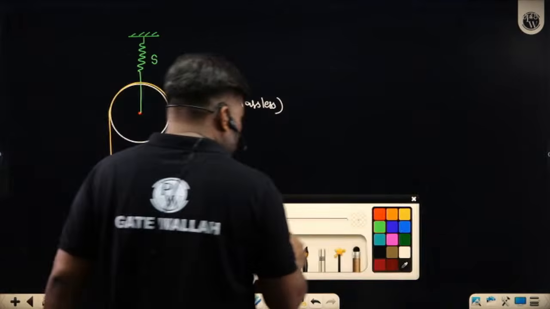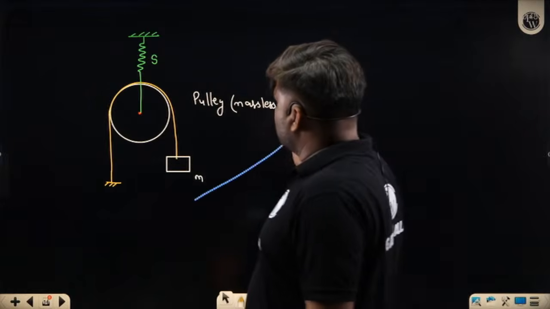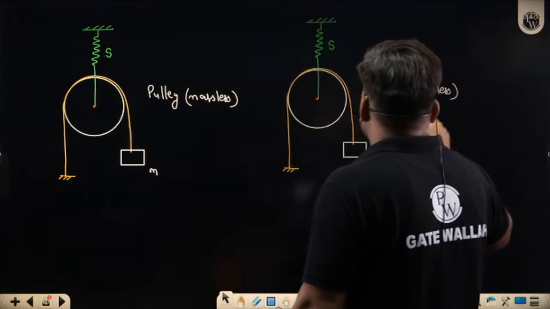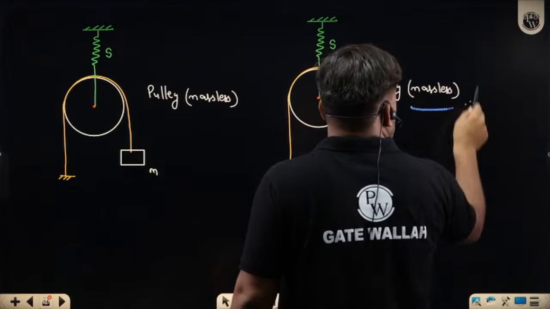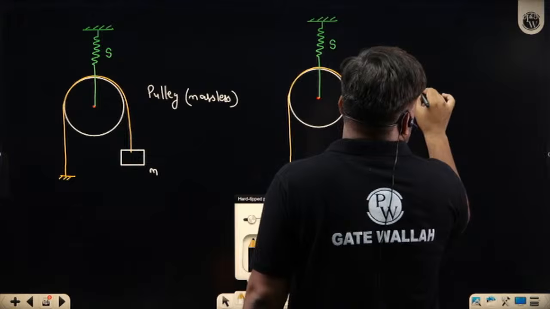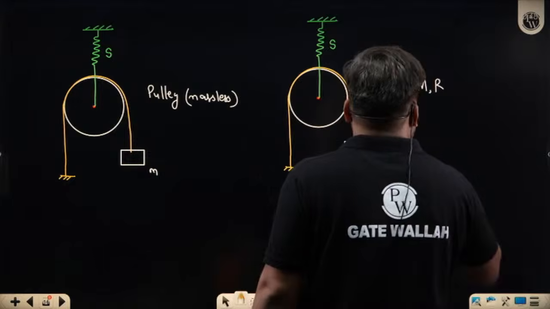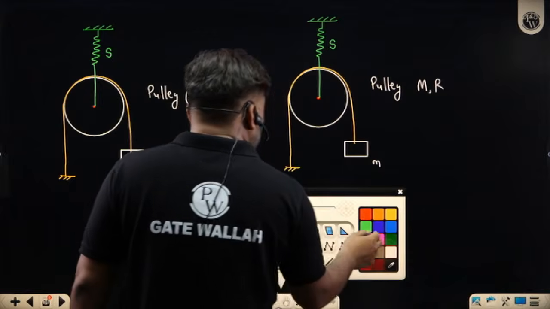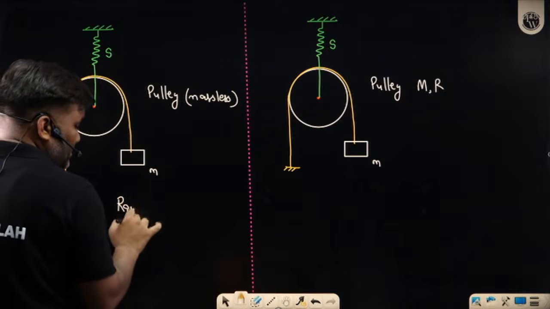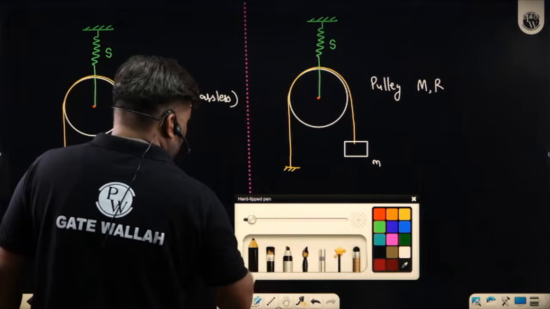Sir, what about this situation? If this same question I repeat, and I say this pulley is also having mass, the pulley's mass is capital M and its radius is given as R. Now if the pulley is also having mass, tell me, can you solve this question by Rayleigh method? Yes, this can be solved by Rayleigh method. Rayleigh method is applicable here.